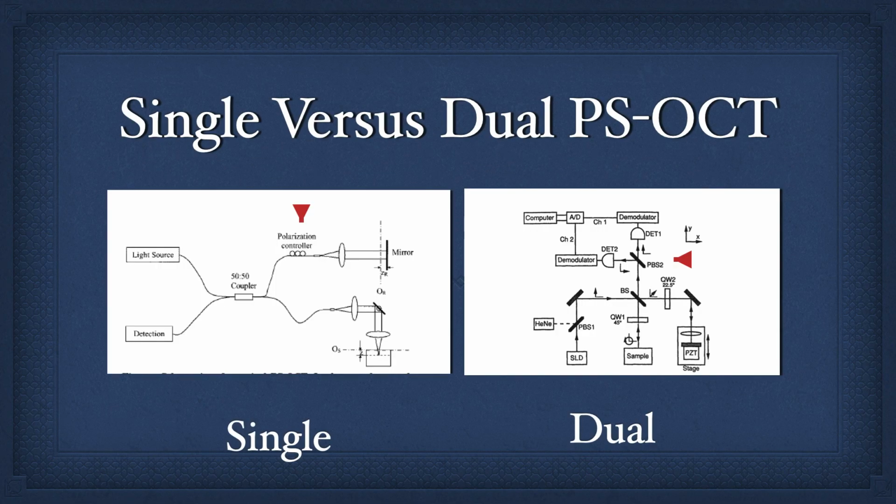Okay, these are example schematics of single versus dual detector OCT systems, but there are a lot of variations on this, and these are just simple examples. So single detector OCT is fortunately simple and shown on the left.